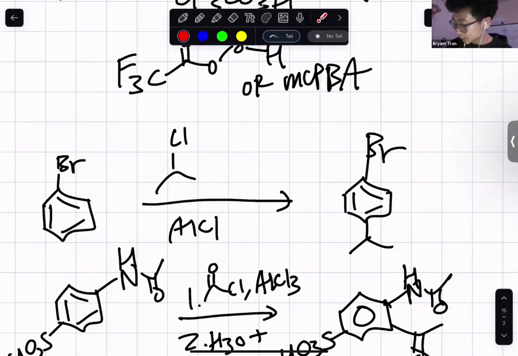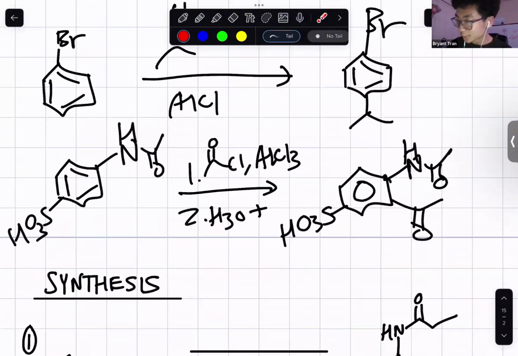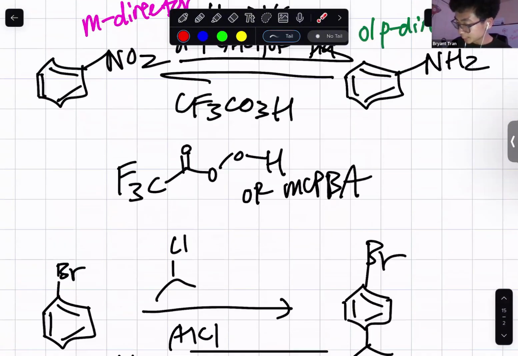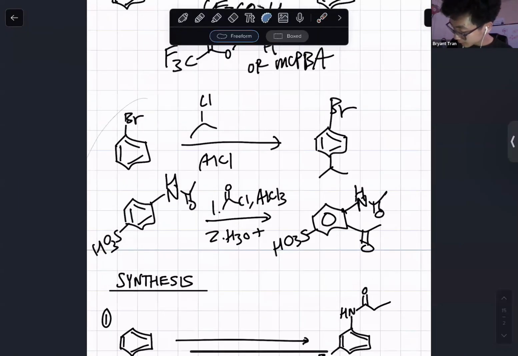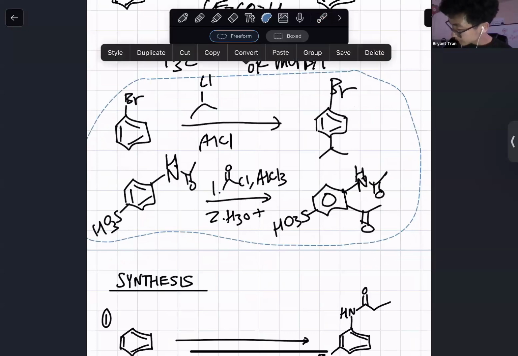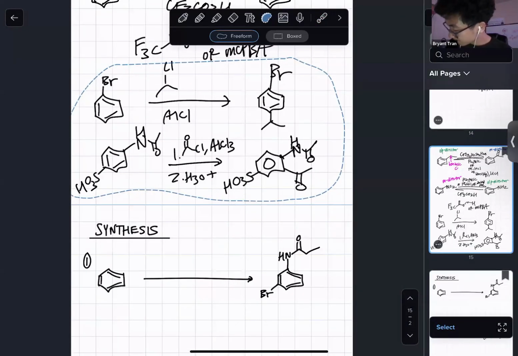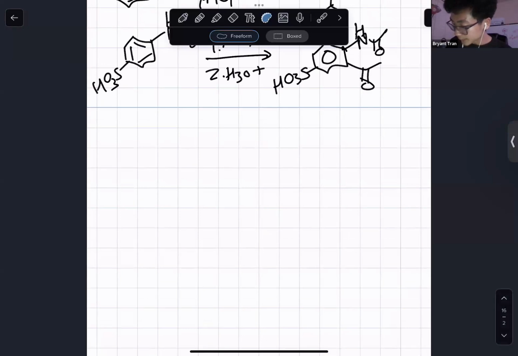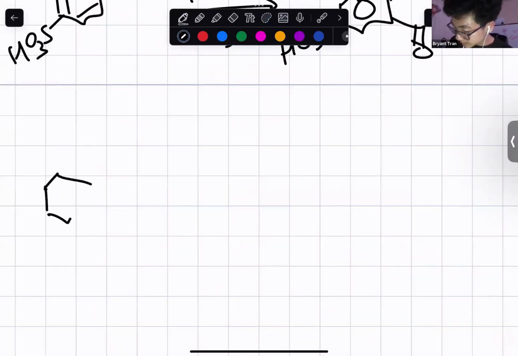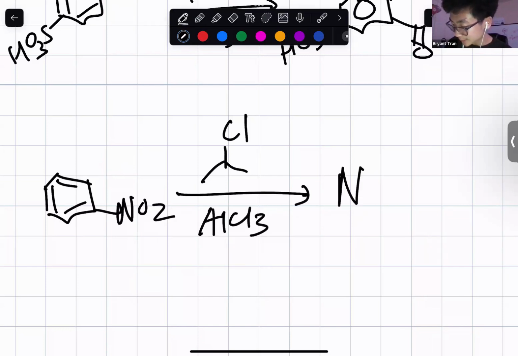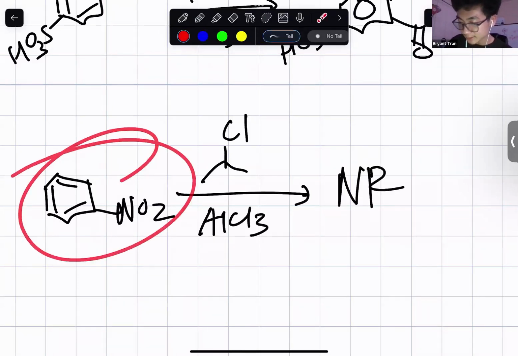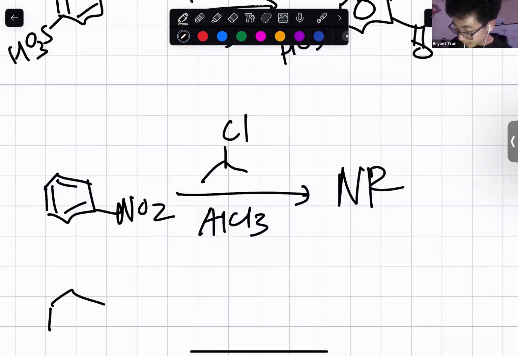What's the limit? So if you have no EDGs, or for example, let's say we have, let me put this up here so I can add another page. If we have this benzene ring here with just NO2, a strong deactivator, and we try to do a Friedel-Crafts reaction, Friedel-Crafts alkylation, let's say, no reaction happens, right? This is strongly deactivated.